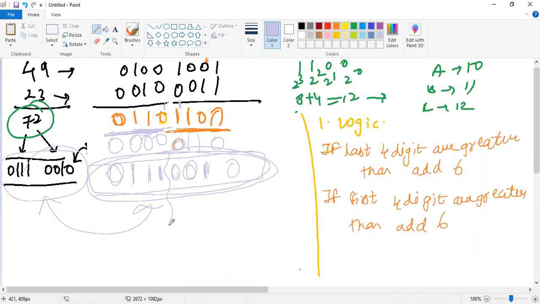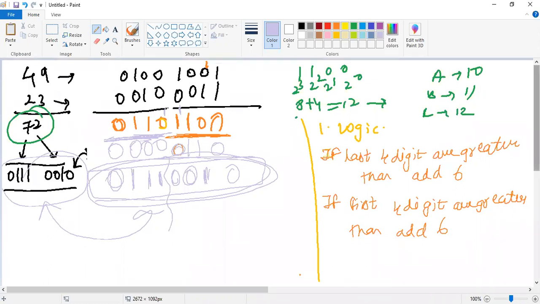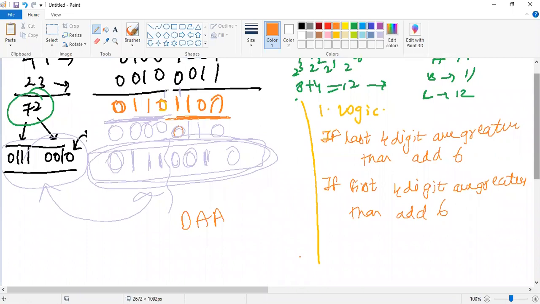So in case of BCD, you have to take care of all these things. All those things will be taken care of by a single instruction, which is your DAA, decimal adjust accumulator. But in the exam, you have to explain all those things for 5 marks. And this question will definitely come, around 95% chances are there.